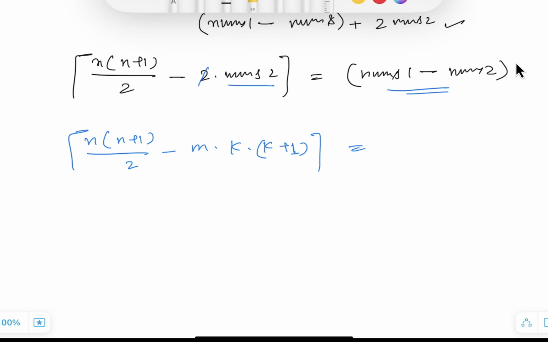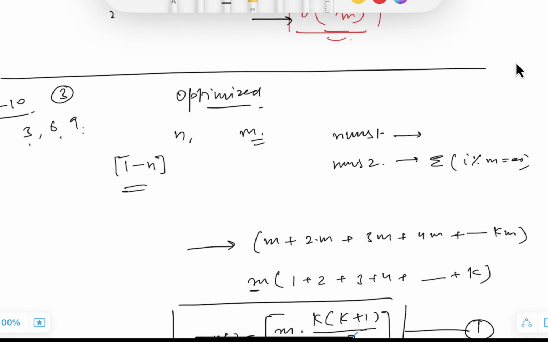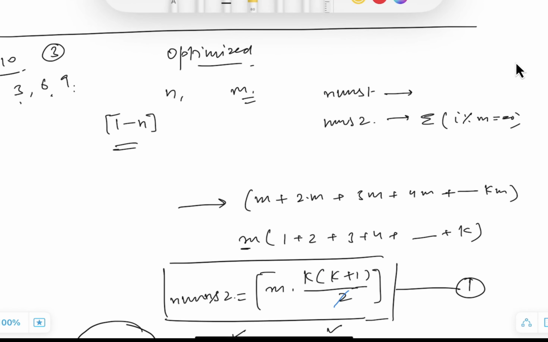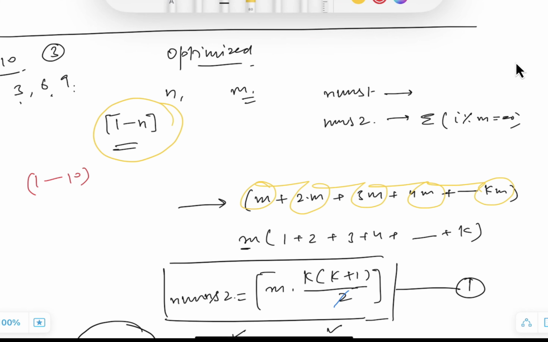Here in this case, n is given, m is given. What is this k? K is how many multiples of m there are in n. If I try to show you by example, let's say my range is from 1 to 10. How many multiples of 3 are there in this range? 10 divided by 3, which is 3, if I take it in integer form. Got it?